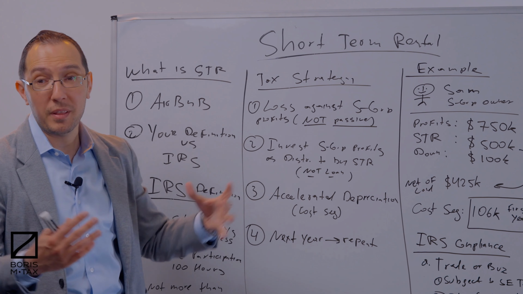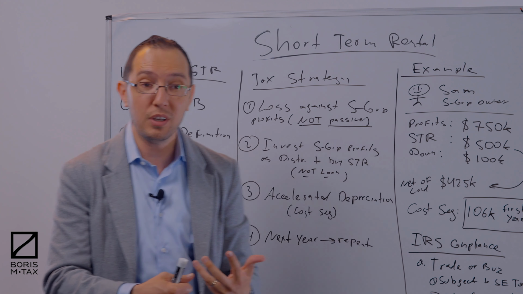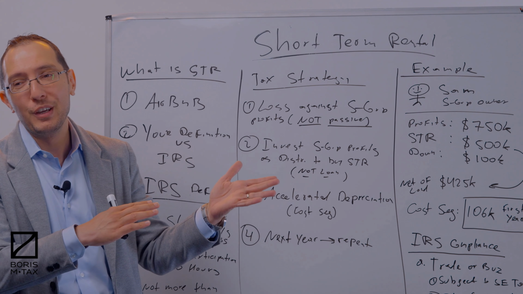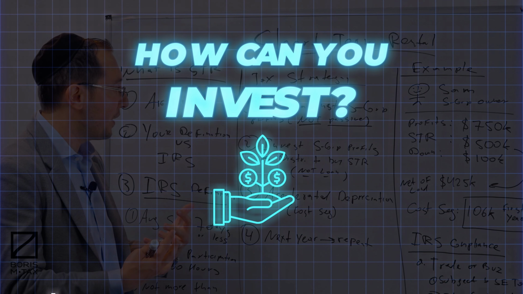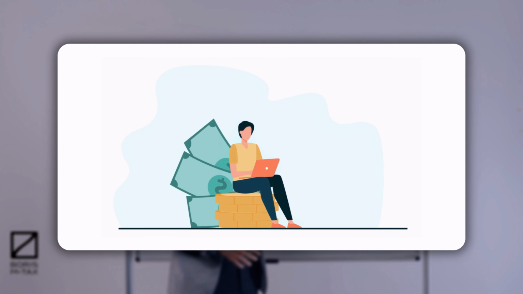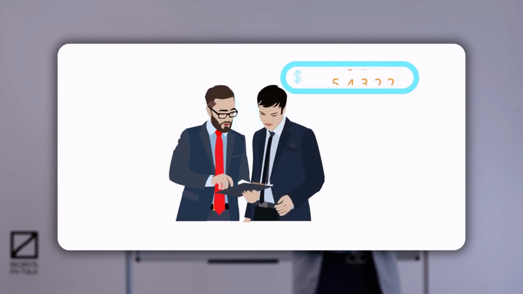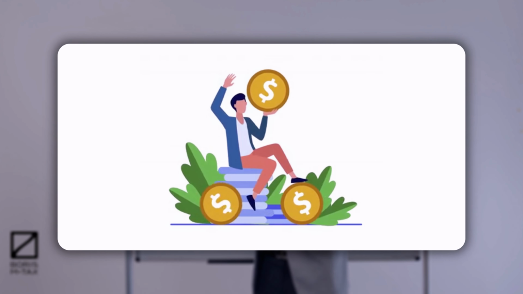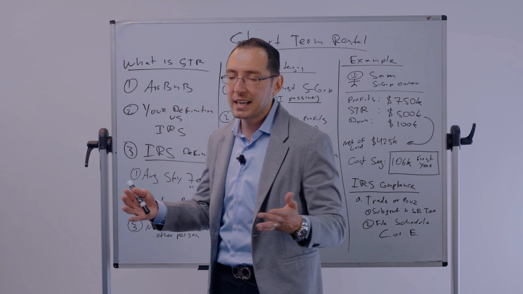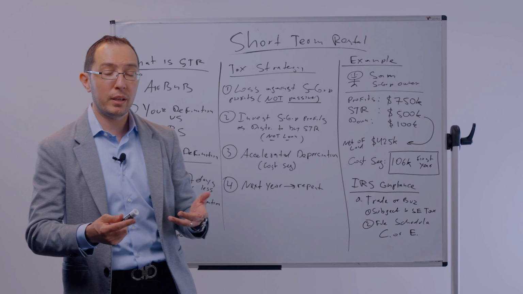Now that we've determined that you can actually take the losses from the short-term rentals and invest into real estate, write it off against your S-corporation profits, let's talk about how you can invest. A lot of business owners, S-corporation owners especially, have accumulated profits in the business. There's money in the bank account and they're already taking out salary, they're already taking out distribution, and like, hey, how do I take out the rest of the money? Can I really invest it in real estate? And how do I do that?